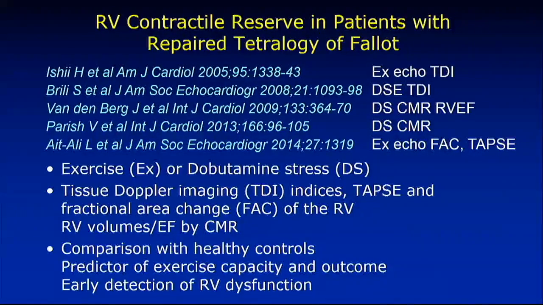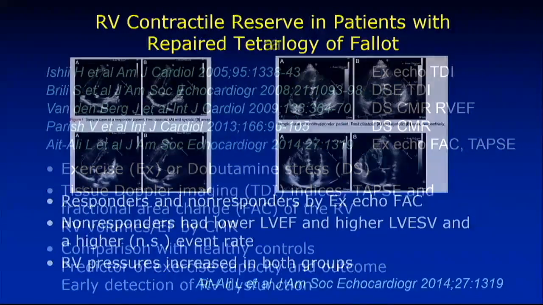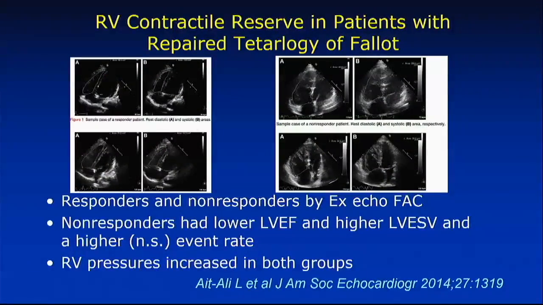So no real mention of what happened to gradients or to right ventricular pressure. There's only this most recent paper where one can see that something happened to the pressures when they did these kind of stress echoes. They did here exercise echocardiography and calculated the fractional area change. And if there was a positive change, this was a responder. And if it was a negative response, it was a non-responder. And the main finding was that this was somehow predictive of further events.